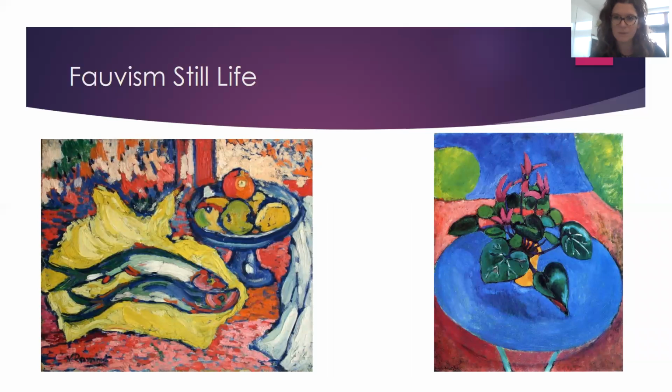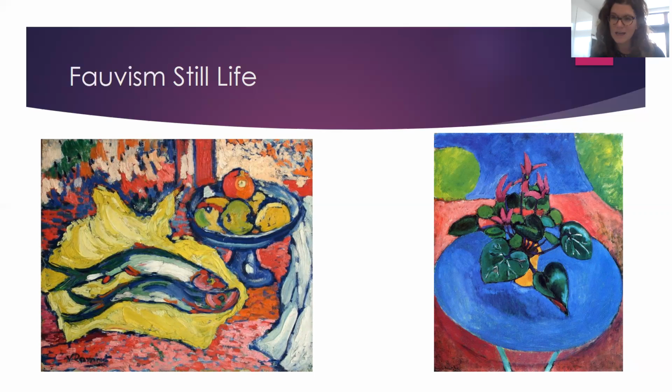So here are some examples of still life painted in the Fauvism style. So you can see again the contrast of warm and cool colours. So they have some red or pink in there as the warm colour, and then some blue or green as the cool colour. Notice that the whole of the background is coloured in.